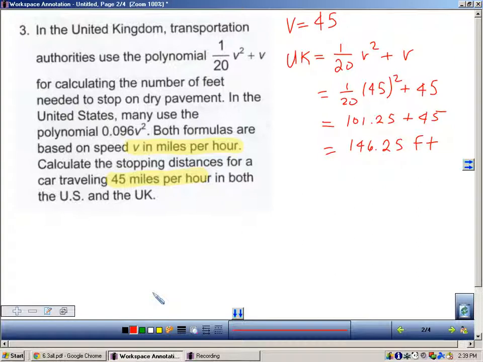Now for the United States, we have here this formula. So substituting 45 miles an hour, using our calculator to compute this, so that's 45 squared times 96 thousandths, and it's 194.4.